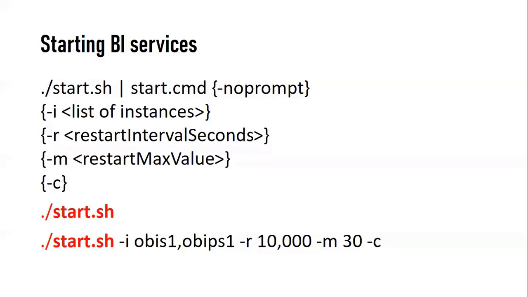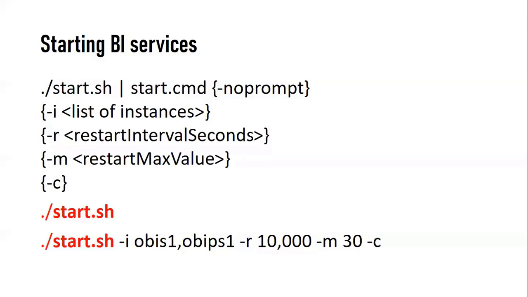Dash R means the restart interval. How much time you want to wait for this restart, that is the dash R option. Next one is M, the maximum restart value. How many times do you want to restart? In the example at the bottom, I mentioned 30, but it is not necessary. You can go with 2 times or 3 times, that is enough.